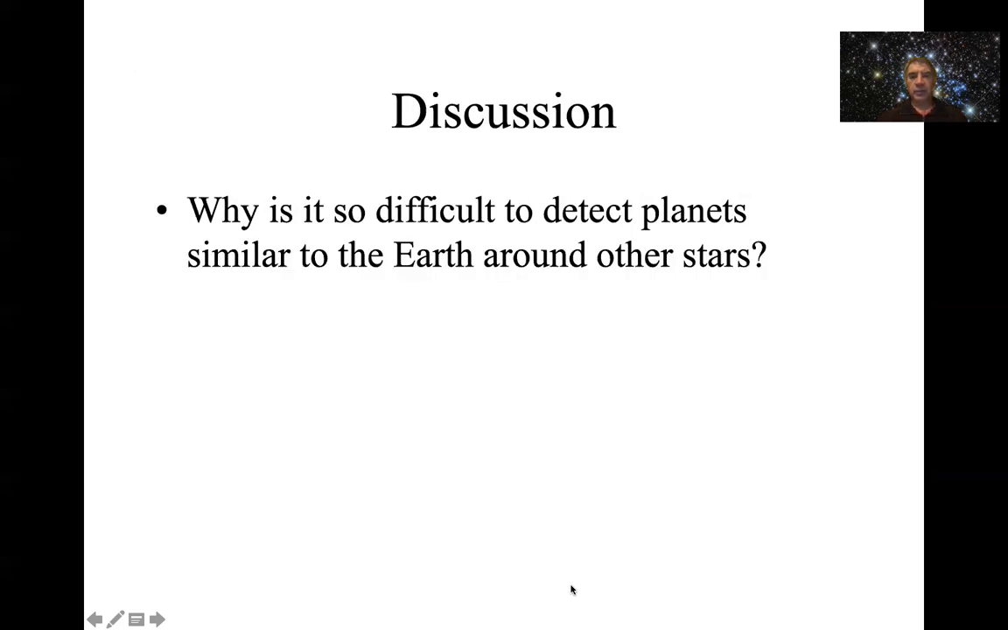Okay, so that's sort of planet detection and a little bit about planet characterization. And you can see that I've been talking about sort of optical and infrared techniques to date. So we'll just have a little break here before we start to look at where the radio comes in. During the break, perhaps take 5 minutes to discuss why it's so difficult to detect planets similar to the Earth around other stars.